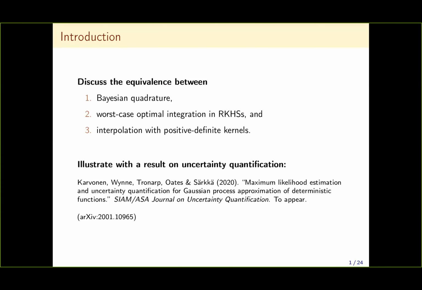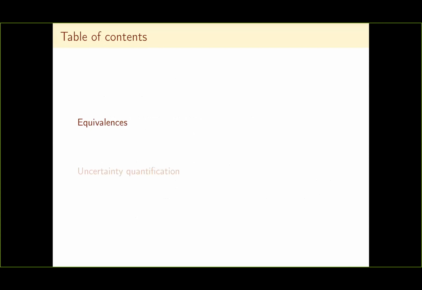This result serves as some kind of an illustration of how these equivalences can be used. This is based on a recent paper of ours with George Wynn, Philip Trunarp, Chris Oates, and Simo Sarkke. I'm going to present only a very small part of the paper, just for illustrative purposes. First we'll go through some of these equivalences I talked about, and then we'll have an application of these results to uncertainty quantification.